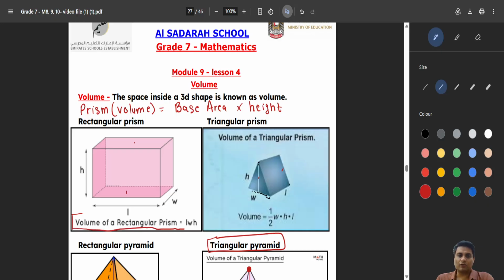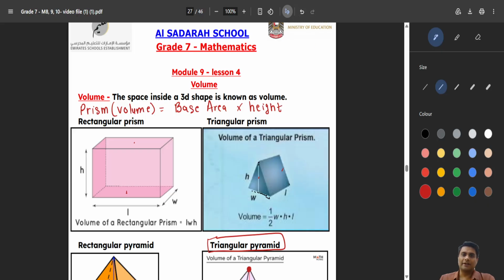How will you find the volume of a rectangular prism? He said just multiply the length, width and height. Multiply the length, width and the height, and you will get the volume of this rectangular prism, correct? But can I find out this formula using the basic formula?